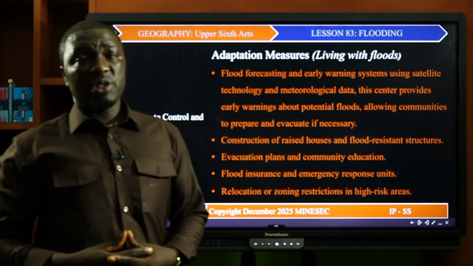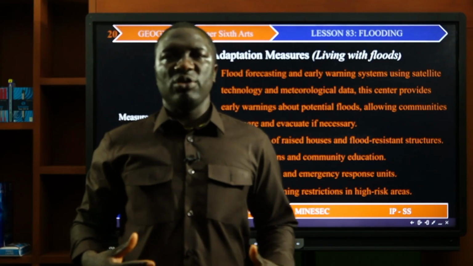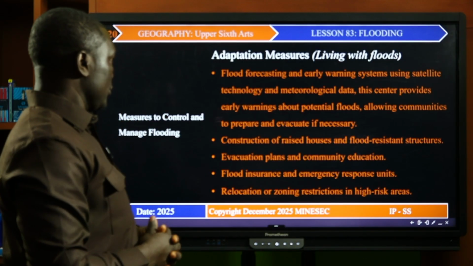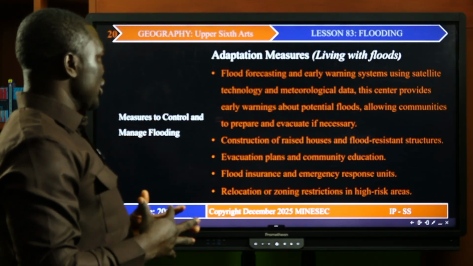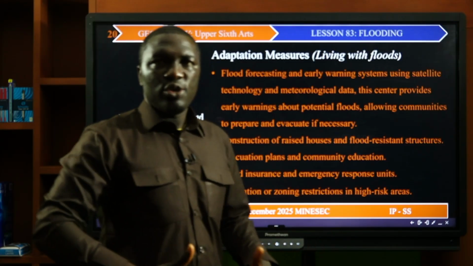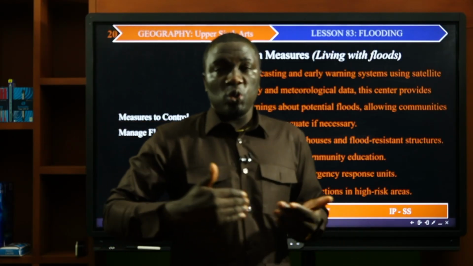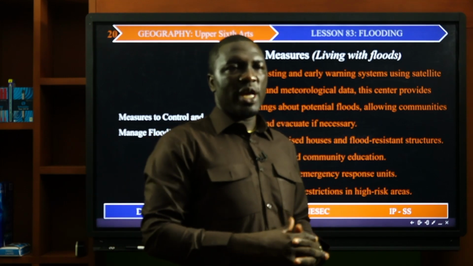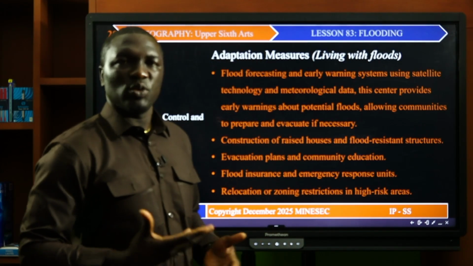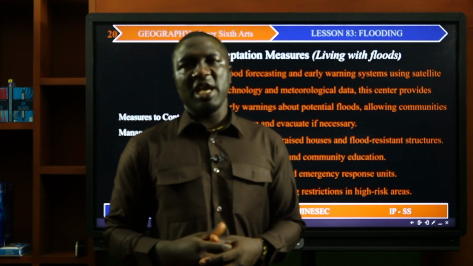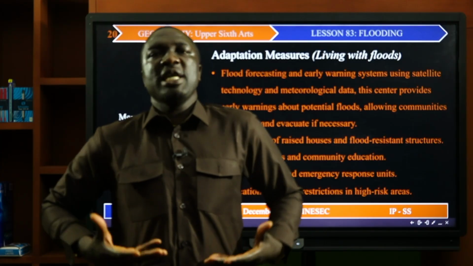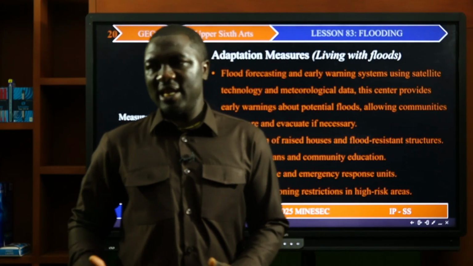We move to the measures to combat floods. Measures to combat and manage flooding. We begin with adaptation measures, that is, living with the floods. Even though the flood is there, we devise necessary strategies to live with the flood. Not running away, not preventing it from occurring, but managing the effect. Most of the time students get confused with this term, adaptation. It is a measure to live with what is already happening, so you devise strategies and techniques to live with it.